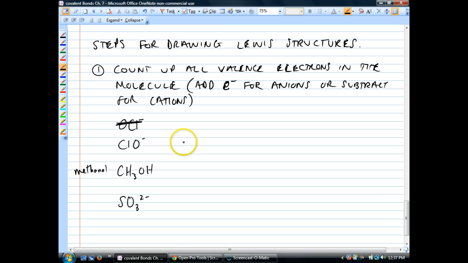So the first step is we count up the total valence electrons. It's going to be, in this case, 6 for the oxygen and 7 for the chlorine, plus 1 for this negative charge right here. So the 6 is from the oxygen, the 7 is from the chlorine. You know the quick way to figure out valence electrons?